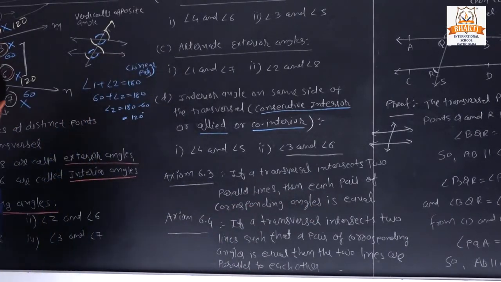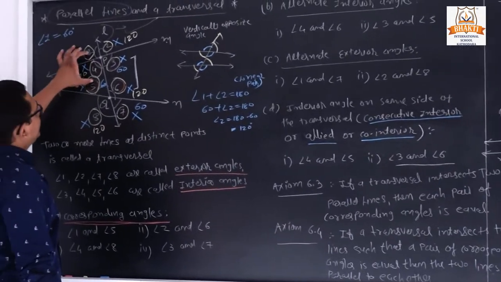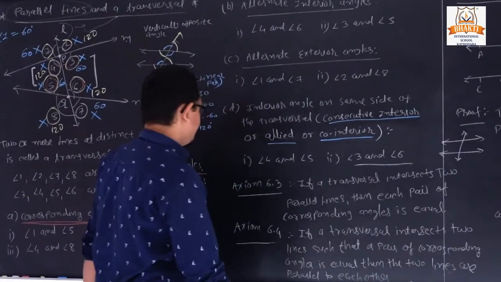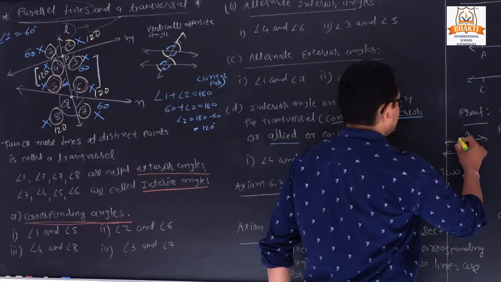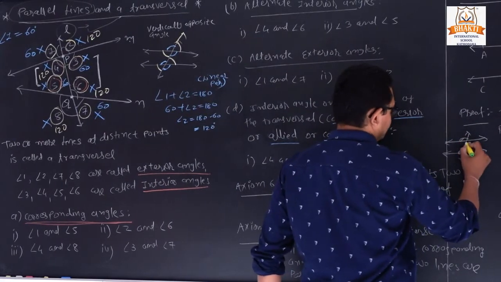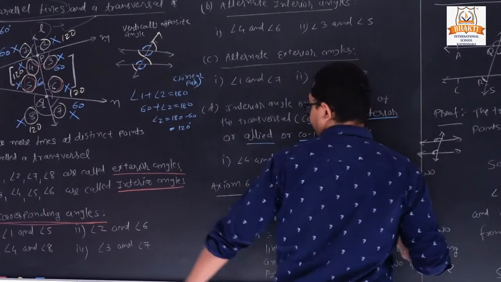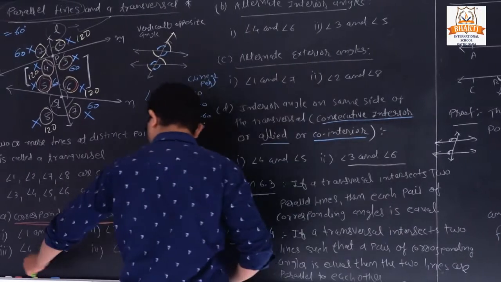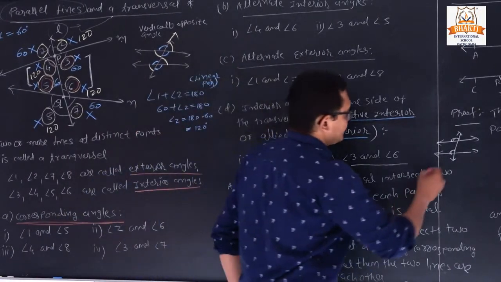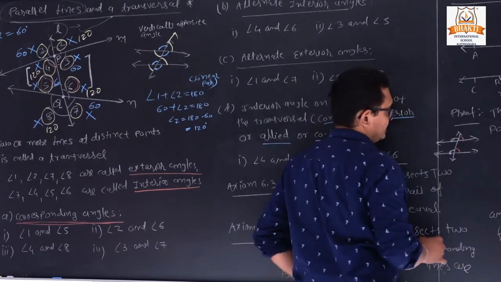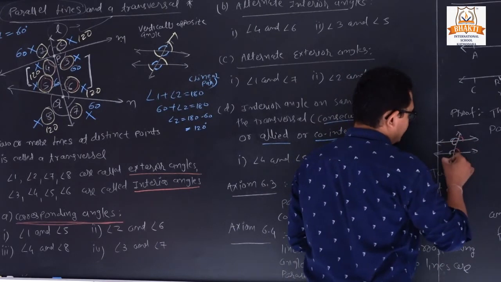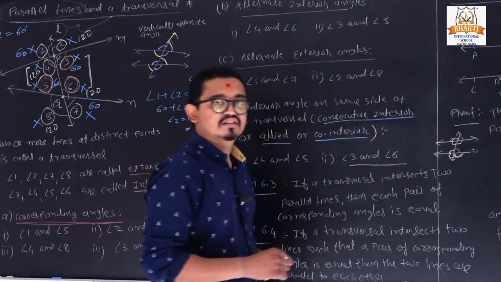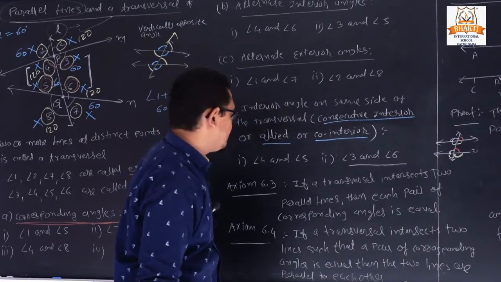So which is our corresponding? 1 and 5, a pair of corresponding angles, is always equal. So it means this angle and this angle are the same. Then 1 and 5, then 2 and 6. Once again, these both are also the same. Then this and these are the same, and these and these are also the same. Clear? Corresponding angles are always equal.